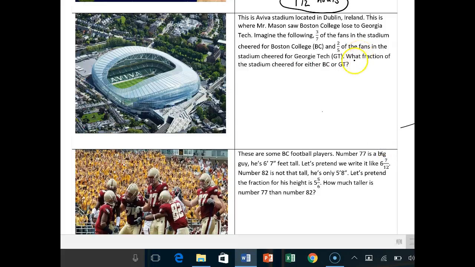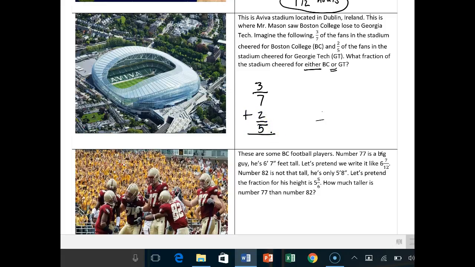So let's flush out this question a little bit. What fraction of the stadium cheered for either BC or Georgia Tech? So they don't want to figure out who cheered for more. They want to figure out, all right, if this stadium is 3/7 full of BC fans and 2/5 full of Georgia Tech fans, how much of the stadium altogether is BC or Georgia Tech fans, right? Some of the fans are going to be local fans from Ireland, because the game was in Ireland. They probably don't know anything about football, but they're just curious to see what the Americans are all excited about, right? So we're going to take 3/7 and we're going to add it to 2/5.